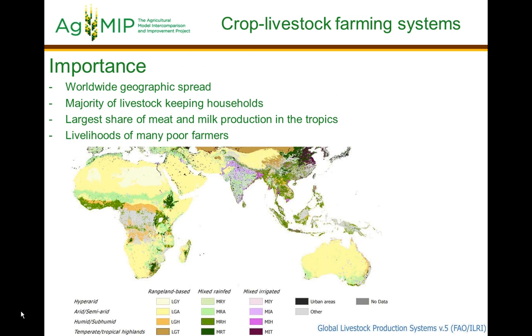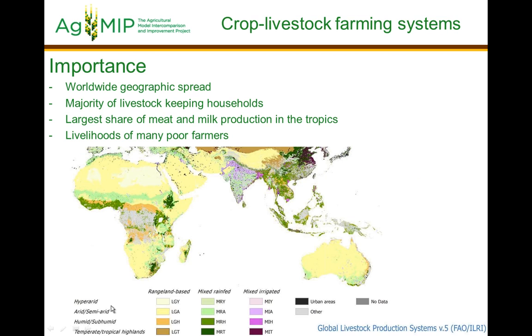Apart from that, people also sell livestock to buy inputs that they then use on their crops, and they keep livestock as a buffer against risk, as crop production is often much more risky than livestock production.